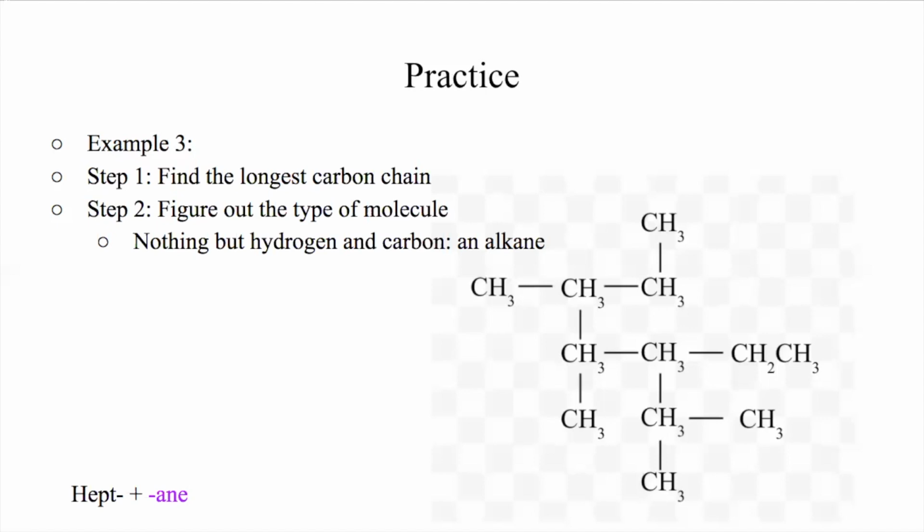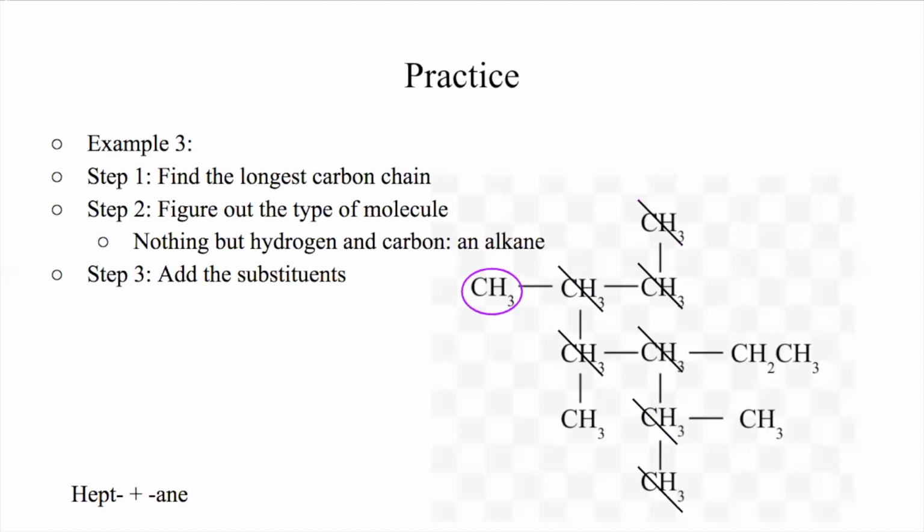Finally, we have to add all the substituents. Like with before, let's mark off the atoms we've already accounted for, all of those carbons in the chain and their hydrogens. We're left with a methyl group here. Remember that methyl means CH3. An ethyl group here. Similarly, ethyl means CH2CH3. And 2 more methyl groups here and here.